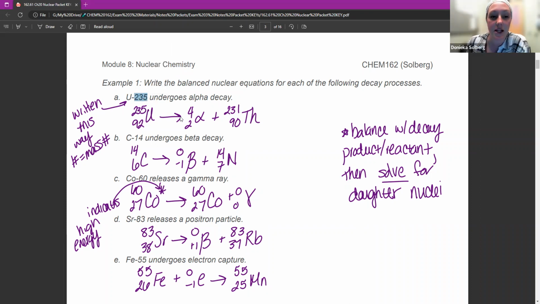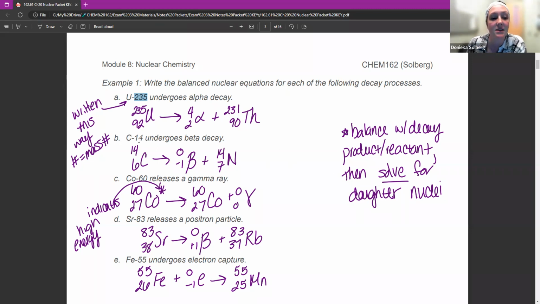So it says it undergoes alpha decay. Well, that means that one of my products is alpha, and then I have to figure out the other one. The way that we do these is you're going to balance with your decay product or reactant. I would just figure out the numbers first. I got 235 on this side, and I have a 4 from my alpha, so this has to be 231. And then I've got 92 down here, and I've got 2 here, so this has to be 90. Then I'd look at my periodic table. What is the element with atomic number 90? Well, it is thorium. So what you have to do is solve for those numbers and then figure out what element that is. In this case, it is thorium. So we're trying to solve for that daughter nuclei.